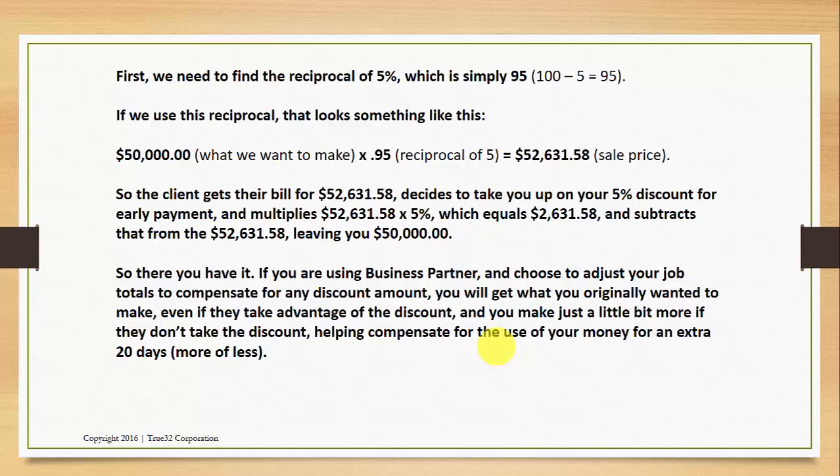If you're using Business Partner and choose to adjust your job totals to compensate for any discount amount, you will get what you originally wanted to make, even if they take advantage of the discount. And you make just a little bit more if they don't take the discount, helping compensate for the use of your money for an extra 20 days, more or less. Sometimes they take a lot more than 20 days to pay you.